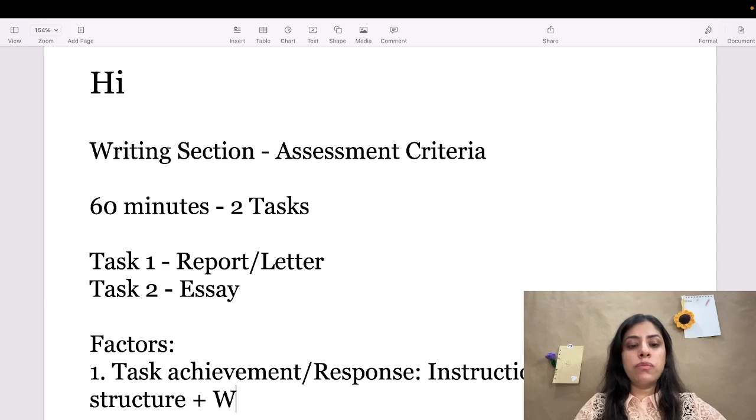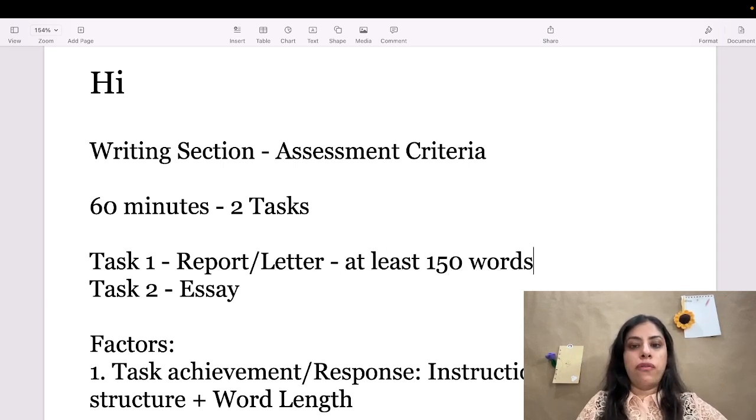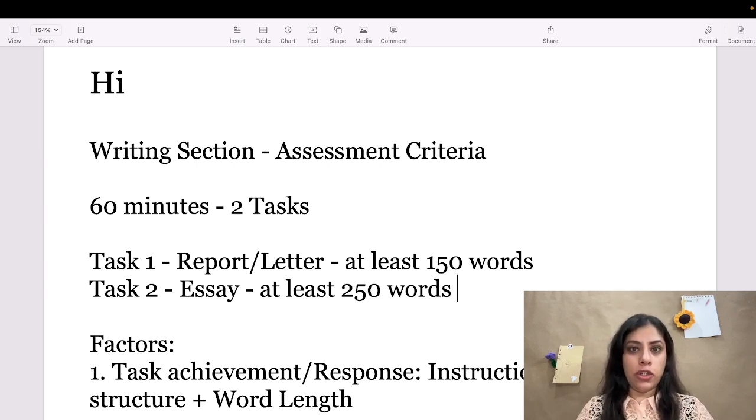And the third and the most important thing is word length. In task 1 you have to write at least 150 words, and for task 2 you have to write at least 250 words. If you do not reach this particular word length, then there is going to be a deduction in your band score. So make sure that this minimum criteria is met. You can write more than this. In task 1 I would suggest that you write around 170 to 190 words, and in task 2 you should write around 270 to 290 words, maximum 300, but don't go beyond that.